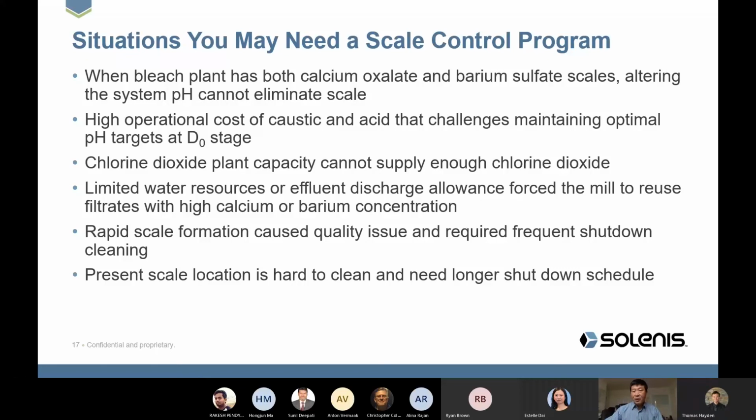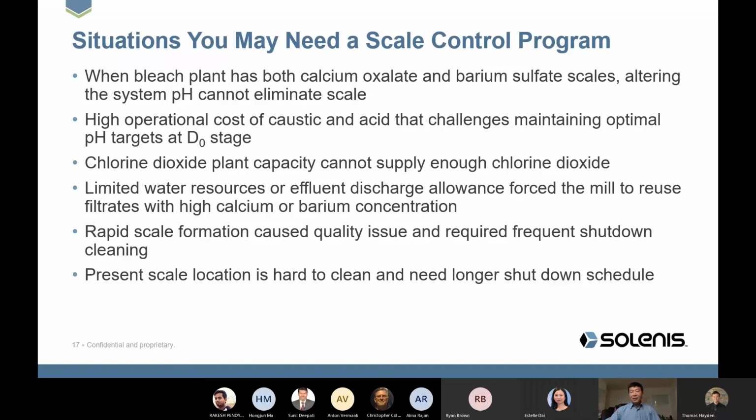Some of those mills have such rapid scale formation that it causes quality issues, or they need to frequently shut down and lose production. Also, some of those scale locations take a long time to clean up. We would rather use scale control to push the scale down the stream to locations that are easier to clean up. So in all those situations, we may need to consider scale control.